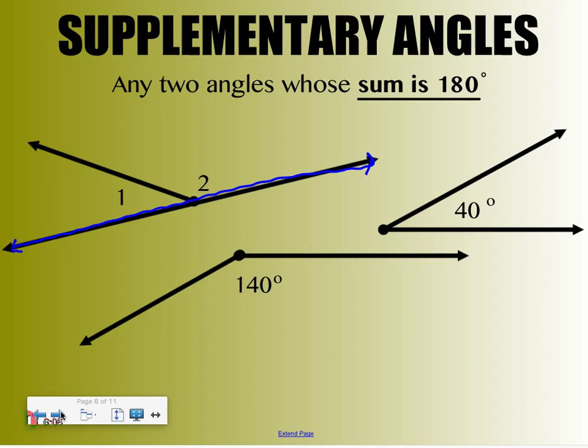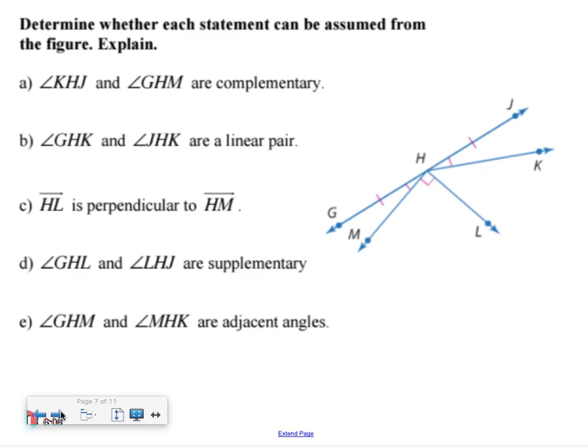Let's try some examples with these. Determine whether each statement can be assumed from the figure. Explain. Okay, here we go. Angle KHJ and GHM are complementary. What does complementary mean? Yep, so maybe that will help you. Just put 90 above this so you remember. Do I know if those two angles add to 90? No.